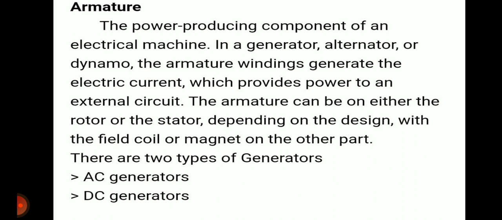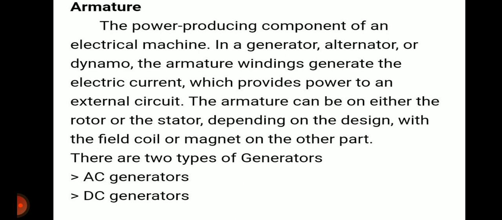Then the armature. It is the power producing component of an electrical machine. Field magnet, like I mentioned, is the magnetism producing component, the field winding and so on. Armature means the power producing component of an electrical machine.